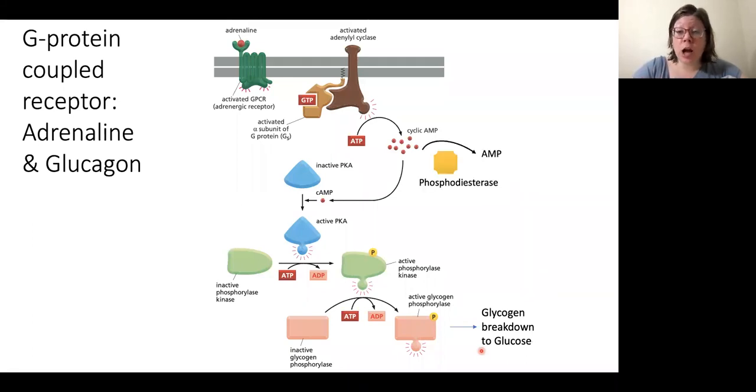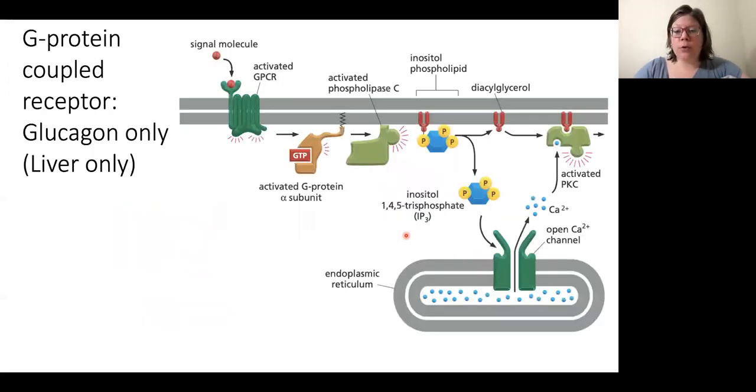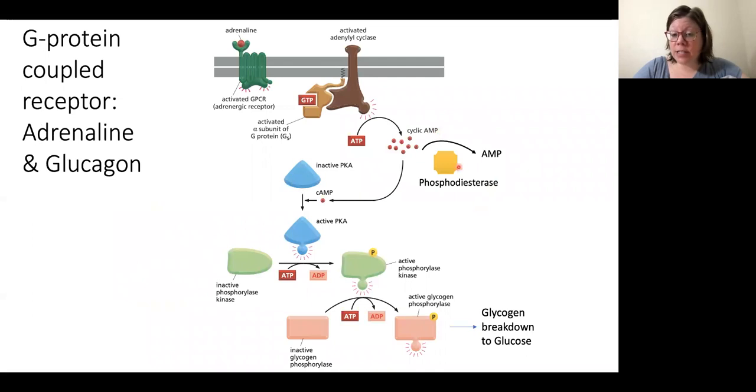Now, we do need to turn off this signaling at some point, and one way that can happen is through the action of phosphodiesterase. Phosphodiesterase is an enzyme which can break the ester bond here in cyclic AMP, producing AMP. AMP is not able to activate protein kinase A. So the presence of phosphodiesterase means we're going to block this signaling through cyclic AMP and down the phosphorylation cascade. Phosphodiesterase can stop the signaling of this pathway.